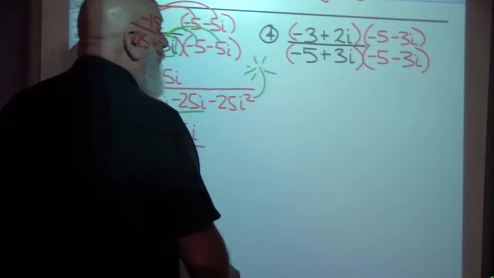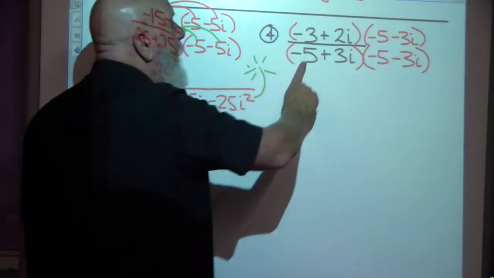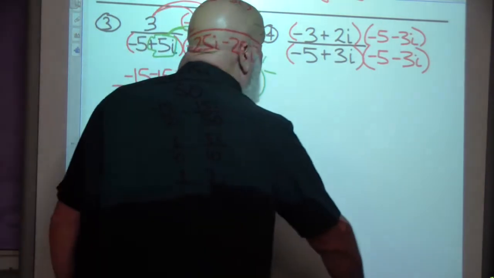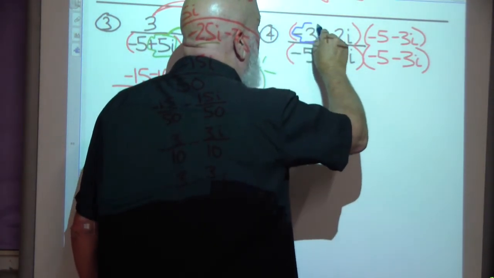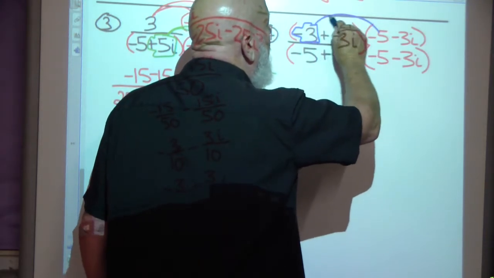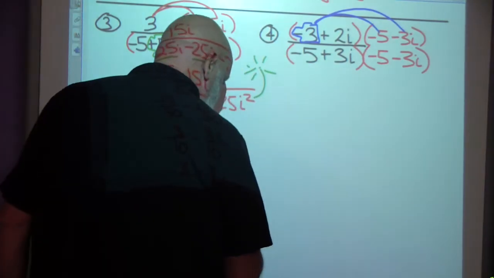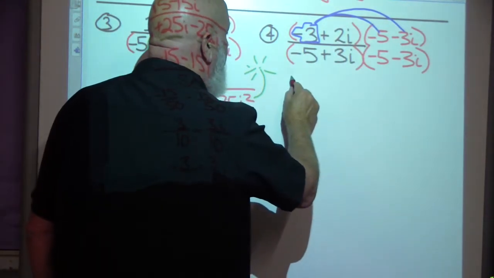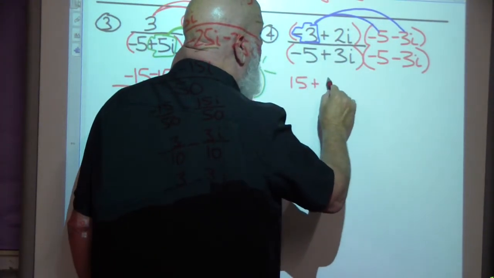And when I get done, if I haven't made any mistakes, I will have no imaginary or complex numbers in the denominator. That's what I'm shooting for. Now in the top here, I'm going to have to FOIL. I'm going to take this negative 3 and distribute it. And then I'll take 2i and distribute it. F-O-I-L, you can think of it if you want to. So here we go. Negative 3 times negative 5 is 15. Negative 3 times negative 3i is plus 9i.